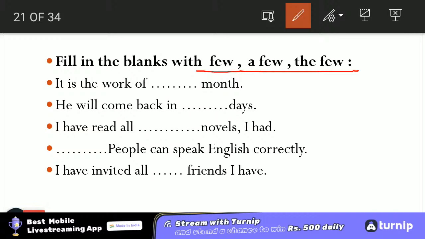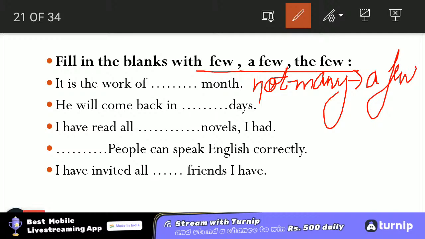तो जो not many को define कर रहा है वो word होता है a few. Not many basically means what? It basically means a few. So it is the work of a few months. He will come back in dash days. कुछ ज़्यादा दिन नहीं. Again, it is giving the impact of not many. So he will be back in a few days.